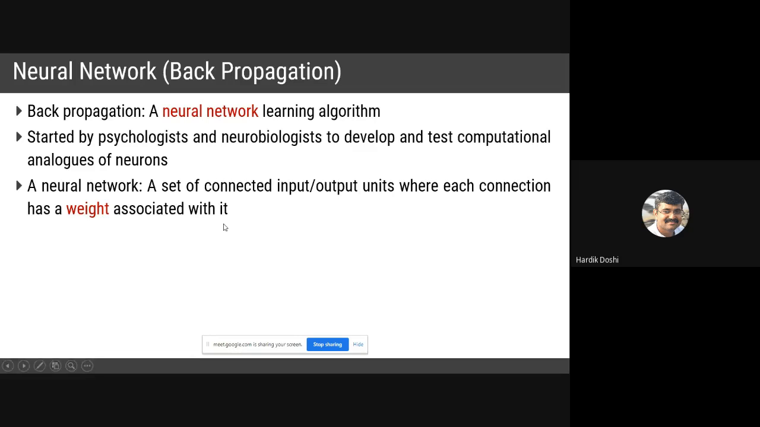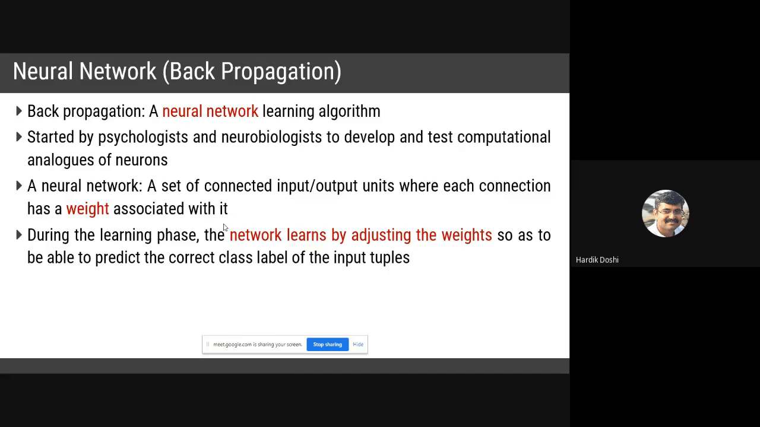Now, over here I am terming it a weight. Weight can be priority also, but we will not be using the word priority here. We should use the term weight. So during the learning phase, the network learns by adjusting the weights.